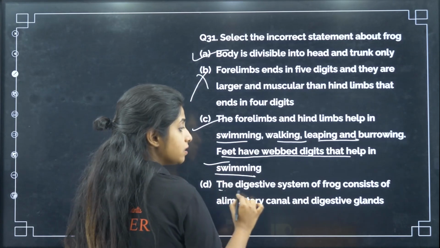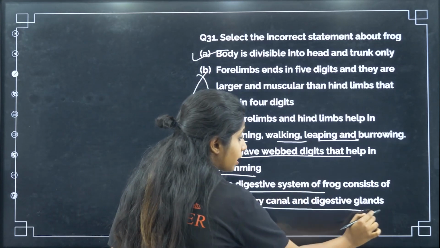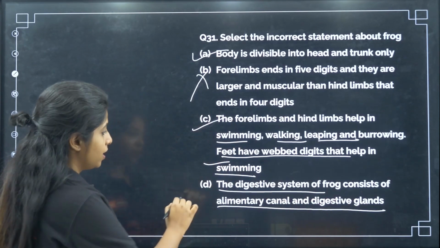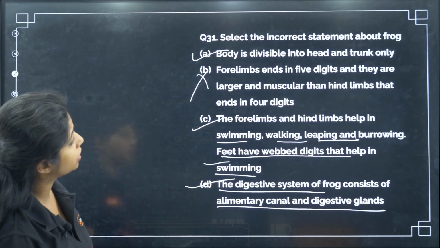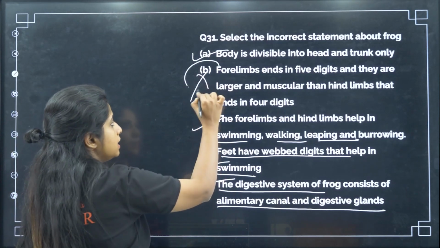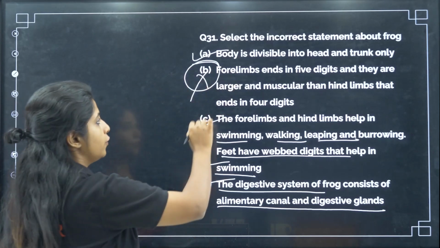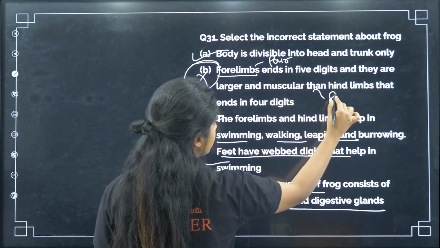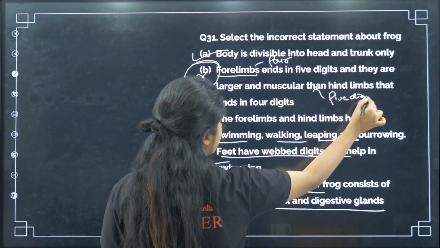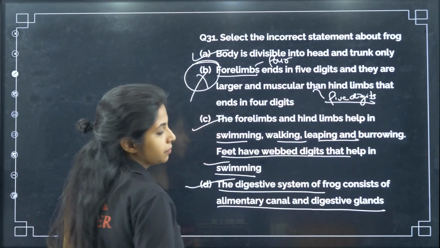Yes. The digestive system of frog consists of alimentary canal and digestive glands. I just told you before, when we were talking about frog. So what do we have to find out, my dear children? The incorrect statement, and this is the incorrect statement. Always remember, forelimb has 4 digits and hind limb would be having 5 digits. Cool.